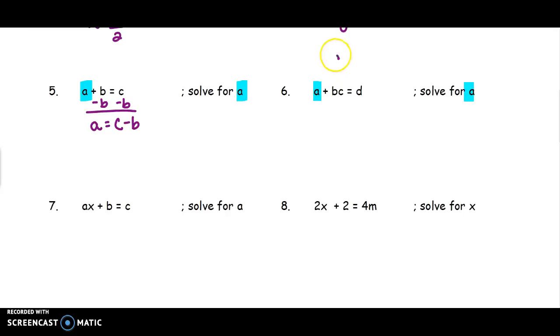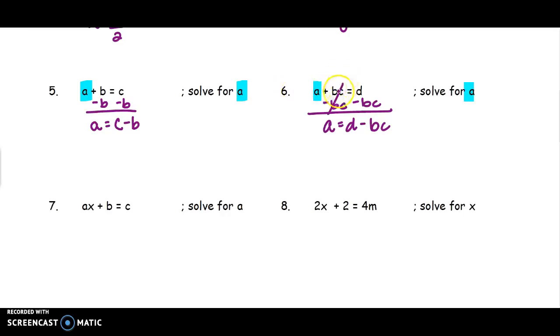Think of bc as like 9x, right? In order to move that to the other side, you would just add or subtract it. You do not have to multiply, you do not have to divide. You just add or subtract to move that all the way over. So we can move this whole term, bc, to the other side just by adding or subtracting. So you have a is equal to d minus bc.